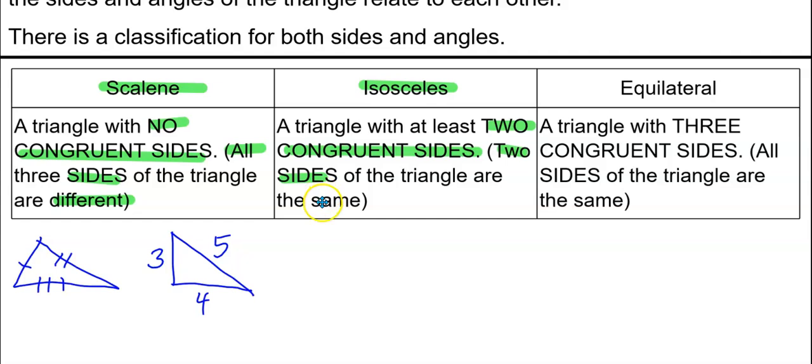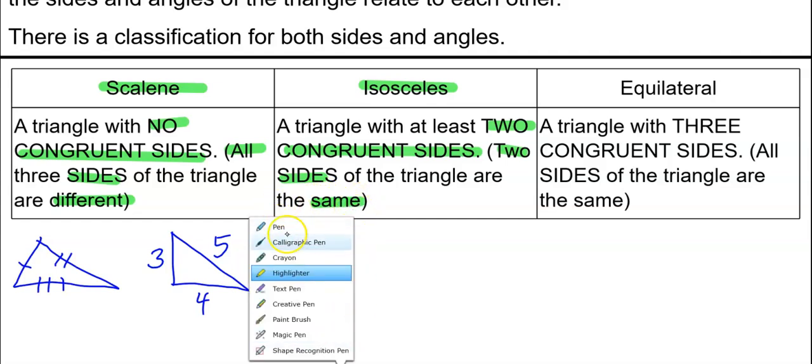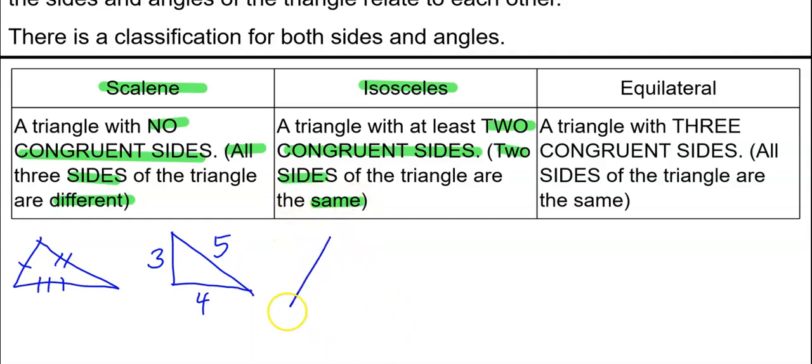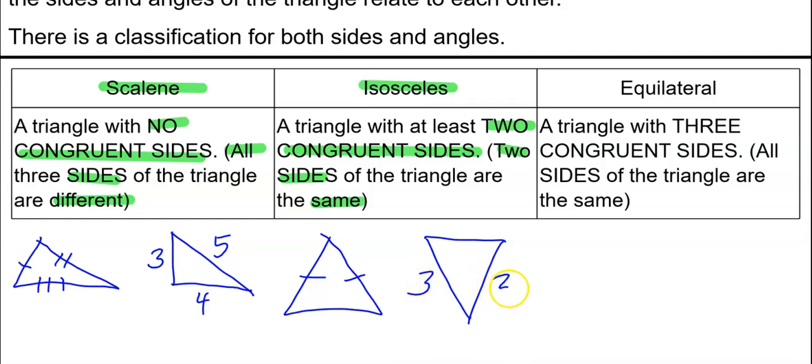Isosceles means that we have at least two congruent sides. So two sides are going to be the same. If I give you a triangle and two sides are marked congruent, that's isosceles. You can also do it with side lengths. If I draw in my triangle, I can say this triangle is 3, 3, and 5. So both of these are examples of isosceles.